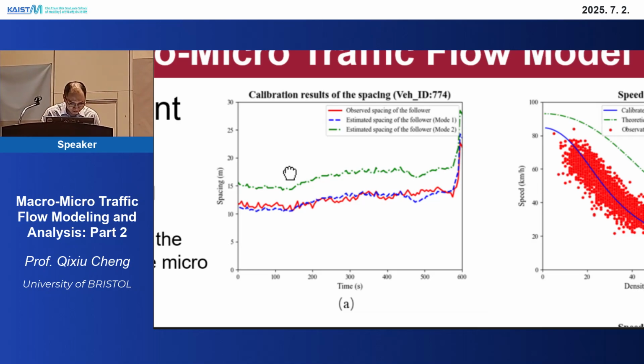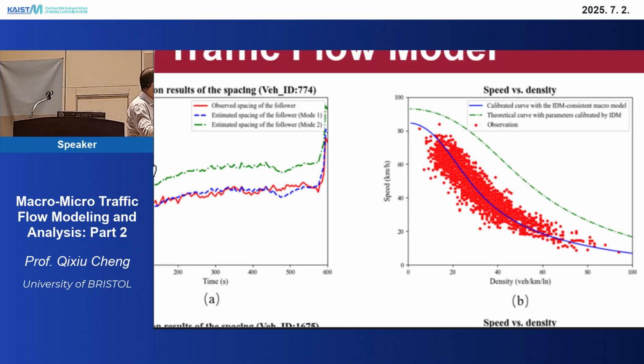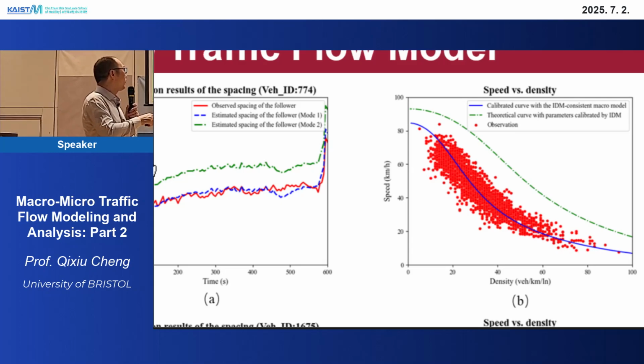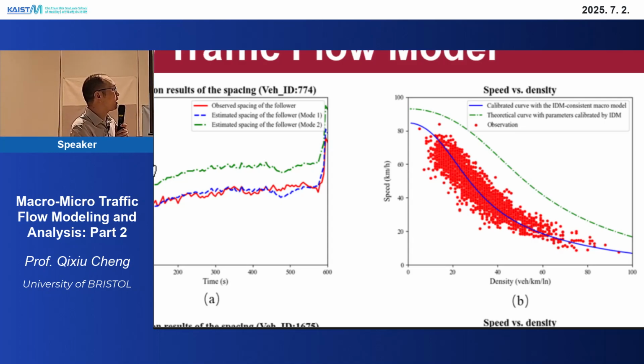And similarly, if we look at this curve, if we directly calibrate the macro model, we will obtain very good results. But if we calibrate the micro model first and submit the good performance in the micro model into the macro model, we will obtain this curve. The result will be much worse.